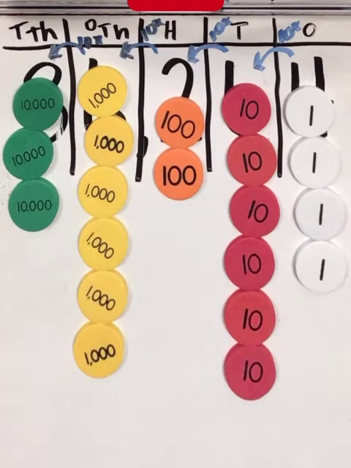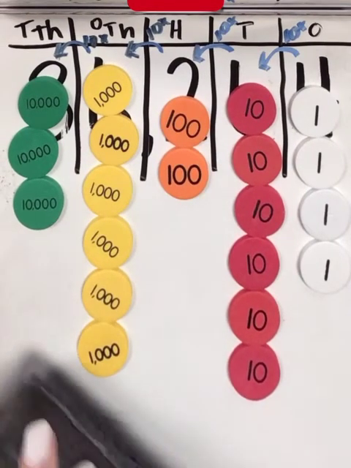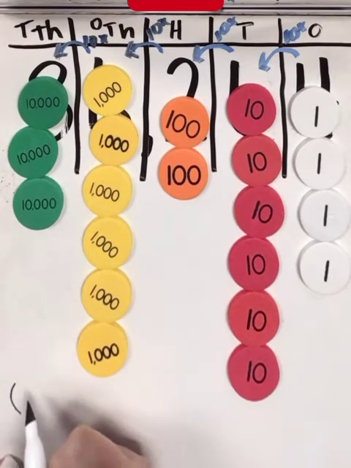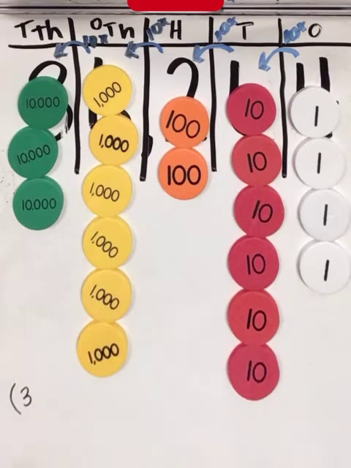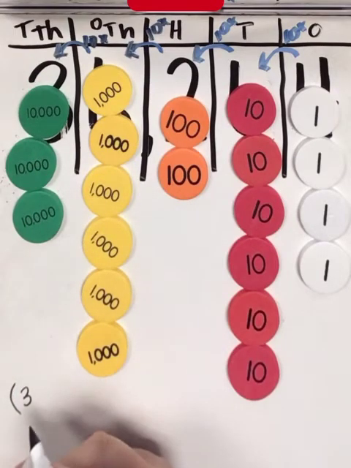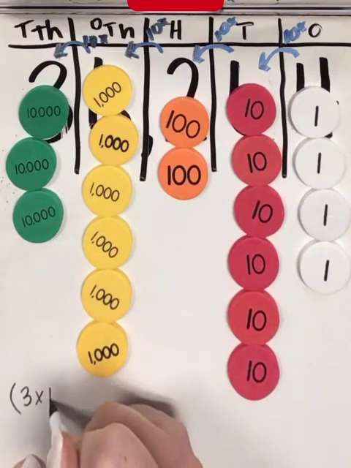Okie dokie, so I'm going to start over here. So I have 3 10,000, so I'm going to start with my parentheses. And how many do I have? So I need to know the digit, and we know that the digit was 3. Okay, and then we're going to do it by the value. So the value is just one of our discs. So I'm going to do 3 because I have 3 discs times the value, which is 10,000.